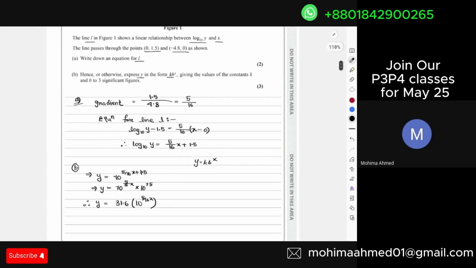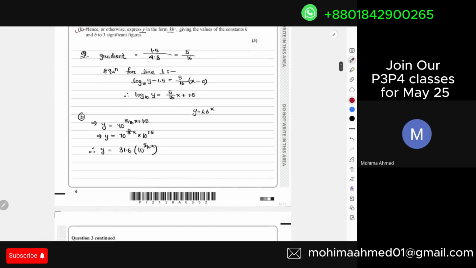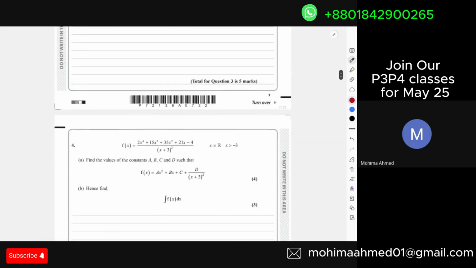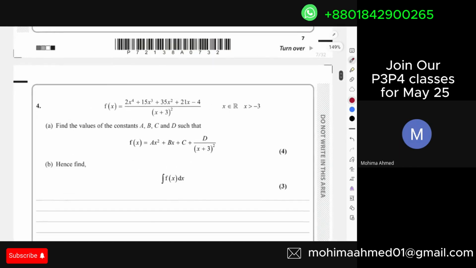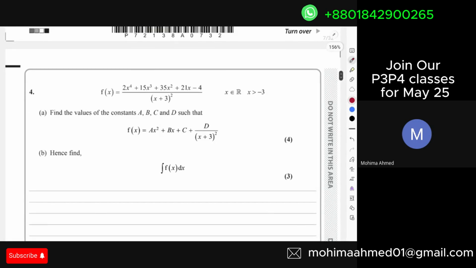Tajdeed, any problem from question 3? No, miss. Okay, then if we move on to question 4. Question 4 is about what? Simplifications, right? Part A is simplification, part D is normal integration.